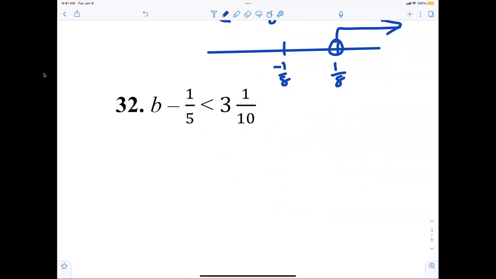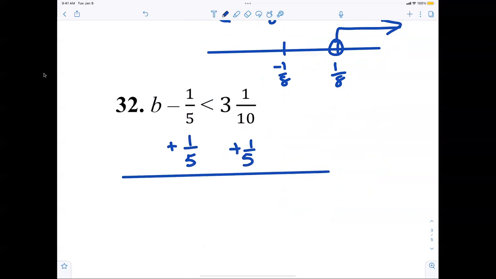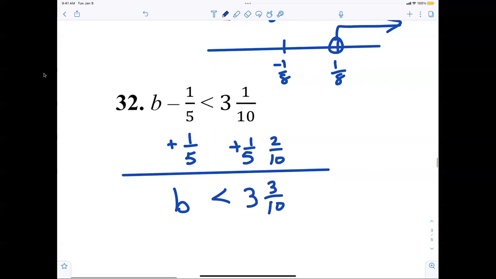You'd add, would that be 5/1? Or no, actually, just add 1/5. Then you have to make it even on the bottom. Yeah, common denominator, please. So that'd become 2/10, and then that would become B is less than 3 3/10. You are very good. Thank you, Mr. Cappy. That was nice. B is less than 3 3/10.